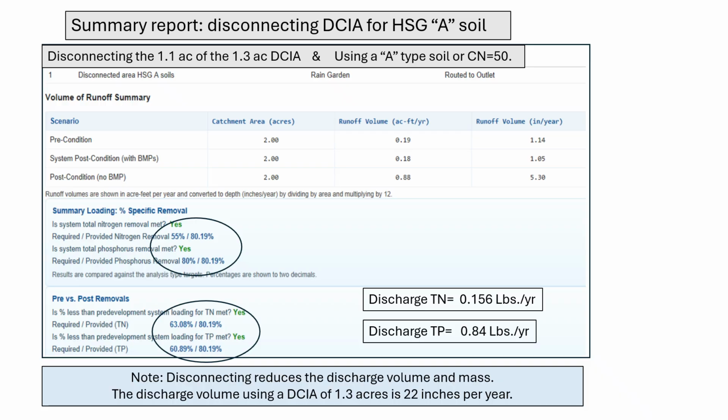That means this design is not only reducing volume, it is also achieving the performance standards required for pollutant load reduction. Disconnecting impervious area, and directing runoff to a properly designed rain garden with favorable soil conditions, is a powerful and effective strategy for meeting stormwater management goals.